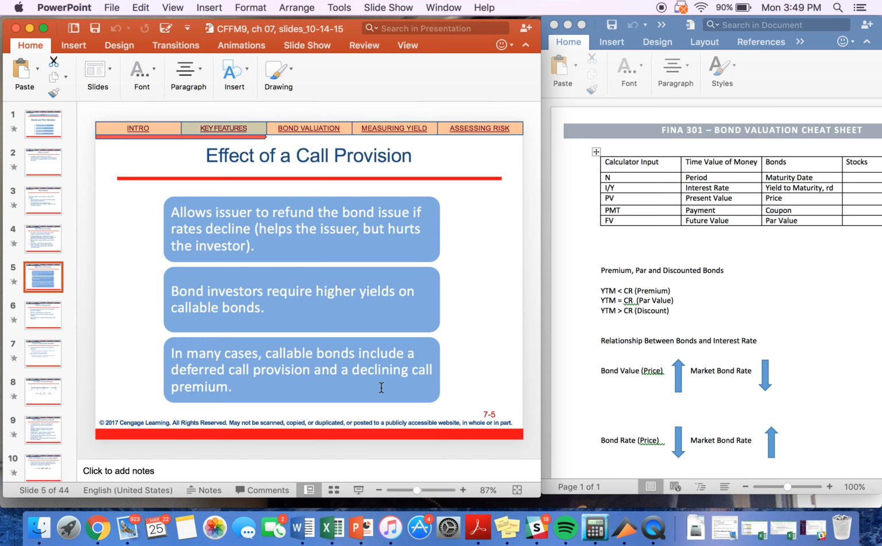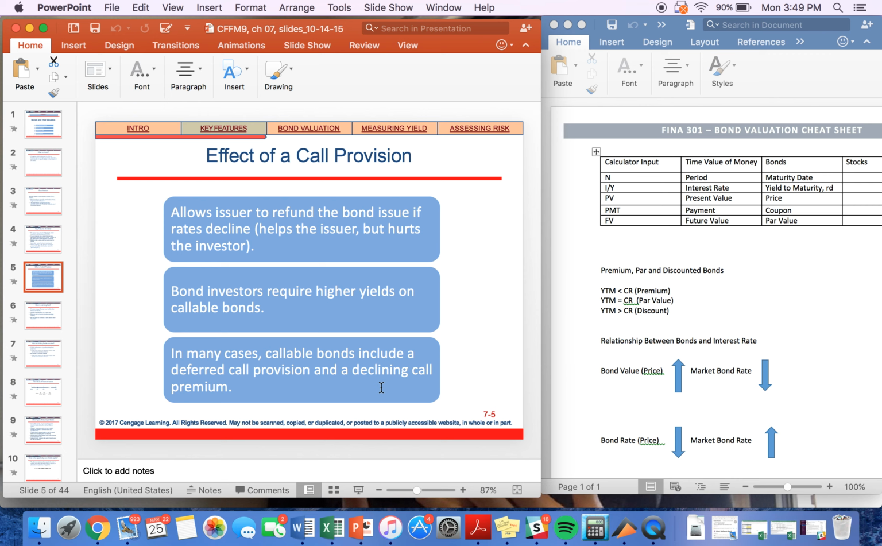So the bond investors require a higher yield on callable bonds. So they require a higher rate of return on these bonds, you as the investor would, because there's a higher risk that I as Apple could come back and call that bond if rates are not advantageous to me. Okay, so if rates drop in the market and I have to pay you more than the market, you're going to require a higher yield on that because there's a higher risk to you.